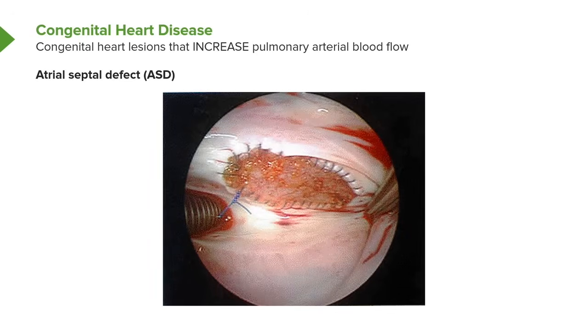And here's the operative picture. Usually a little piece of pericardium, that is the lining around the heart, is taken, or you can use a Dacron or a Teflon patch, and the defect is closed. So this is a successful closure of an atrial septal defect.